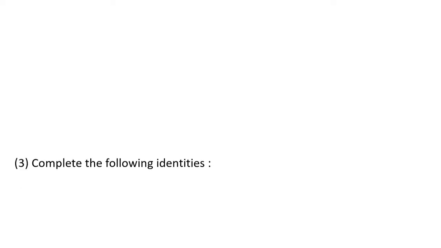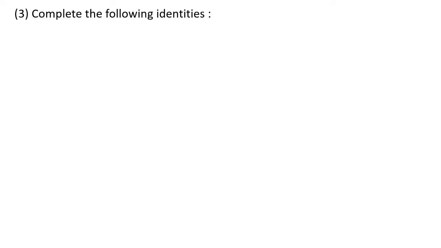The third question was about the identities. I gave you the left hand side of the identities and I told you to write down the expansions. So now all of you, please check your answers. First identity, a plus b the whole square. The expansion is a square plus 2ab plus b square. All of you know this. You have studied it in lower standards.